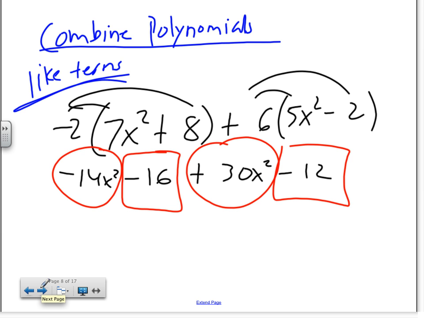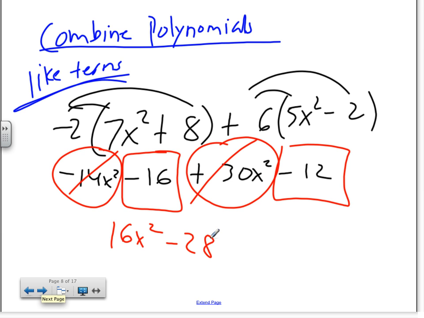And when you say combining terms, just read it as is. Negative 14x squared plus 30x squared. What is that going to give you? 16x squared. Okay, done. Negative 16 minus 12, which is negative 28.